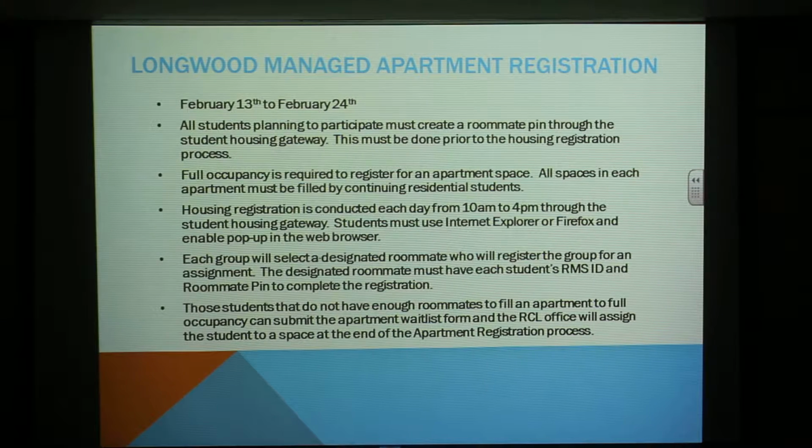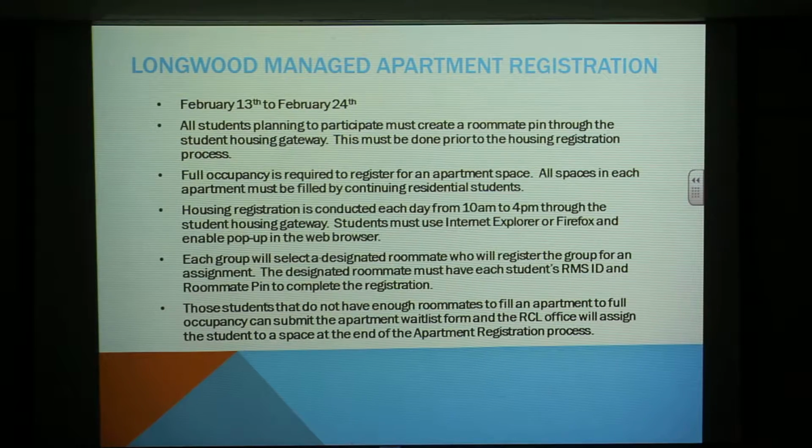The designated roommate must have each student's RMS ID and roommate PIN to complete the registration process. So what we're asking is one person from your group to log in, and they will complete the registration process for the entire group. The 2 pieces of information that they must have are the student's RMS ID number and their roommate PIN. When a student logs into the Housing Gateway and creates their roommate PIN, on the screen it will also give you what your RMS ID number is.